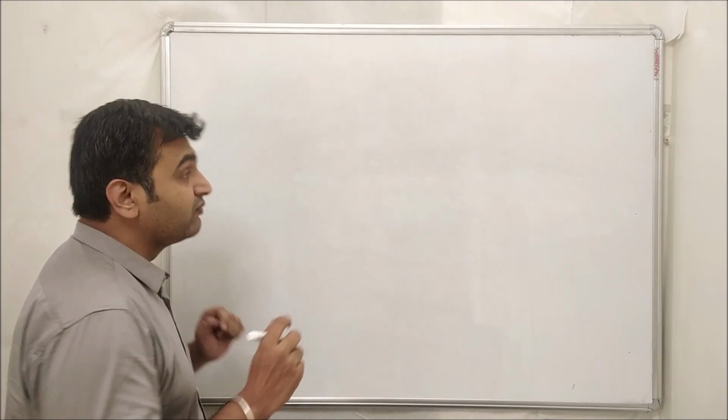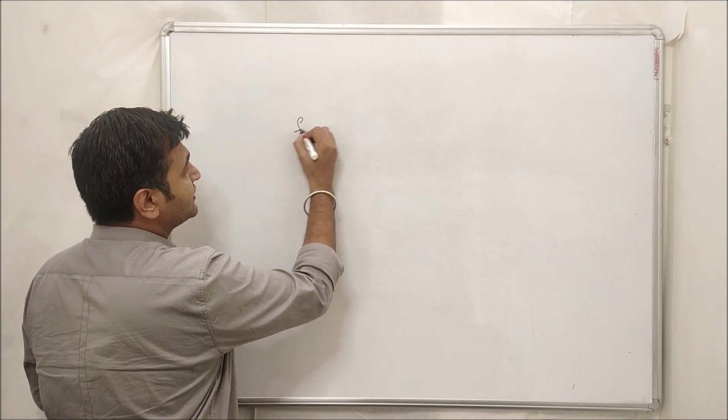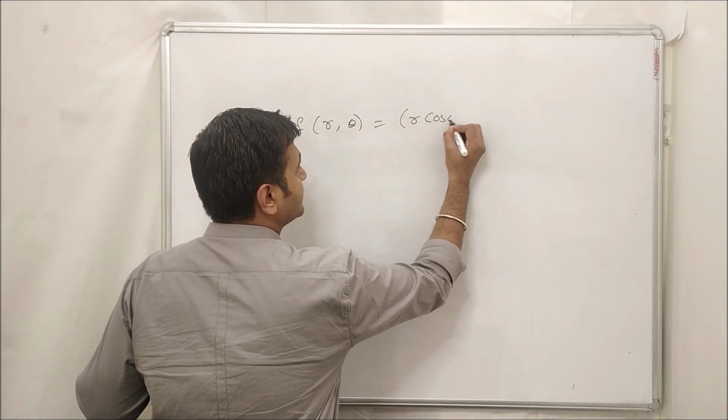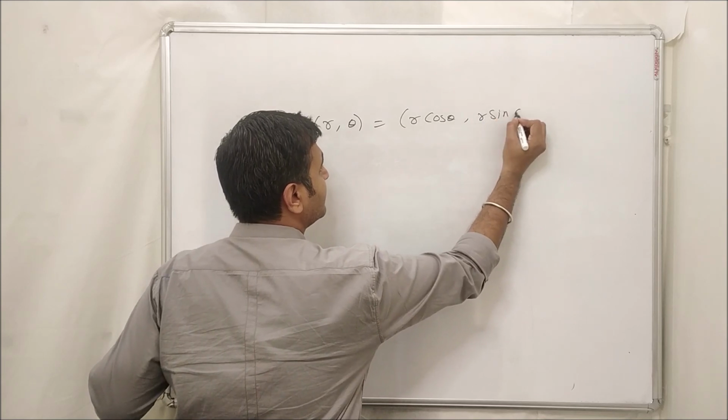Now let's take a couple of more examples. Suppose you have a function (r, theta) going to (r cos theta, r sin theta).